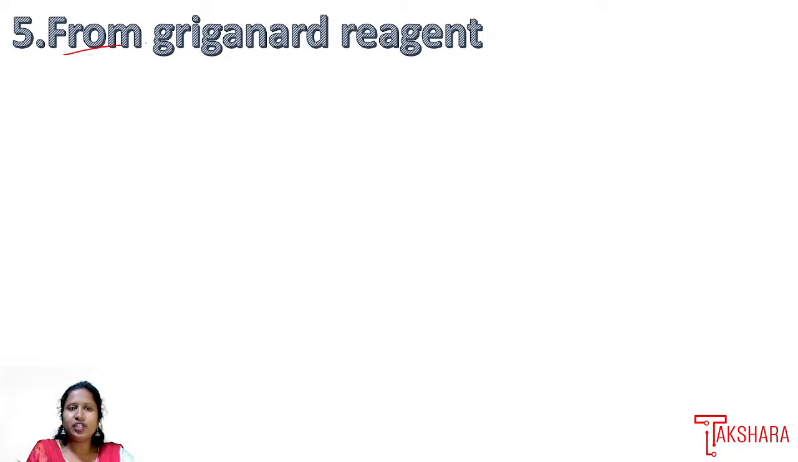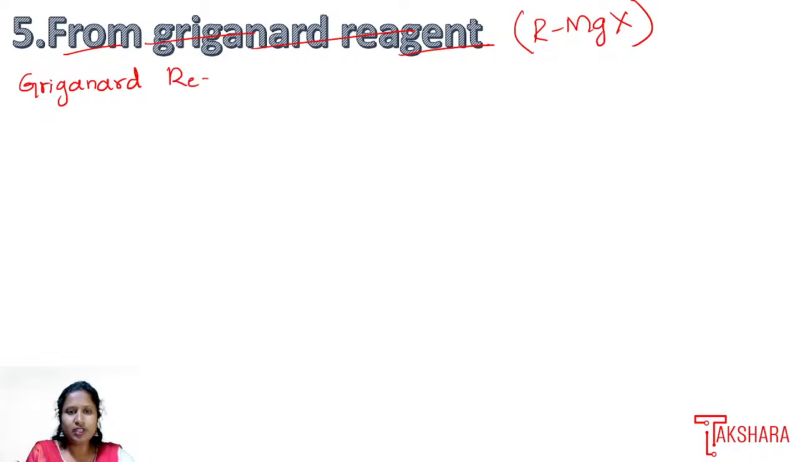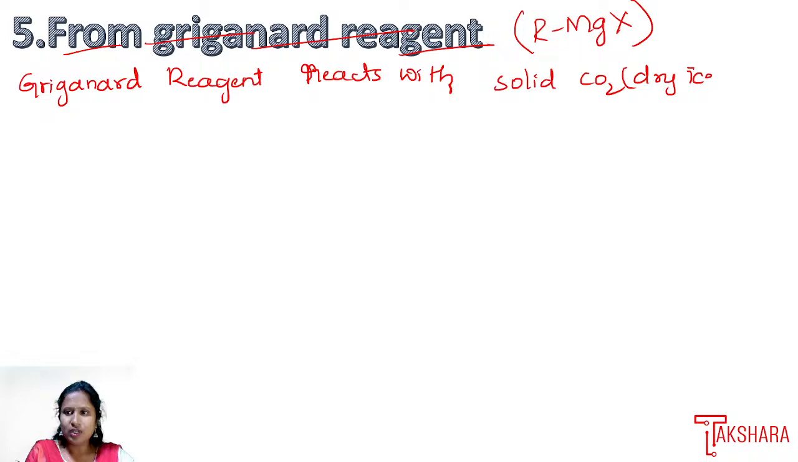From Grignard reagent, how to prepare the carboxylic acid? The Grignard reagent general formula is RMgX, and this is very, very important for the exam. Grignard reagent reacts with solid carbon dioxide, also called dry ice, to form salts of carboxylic acids.